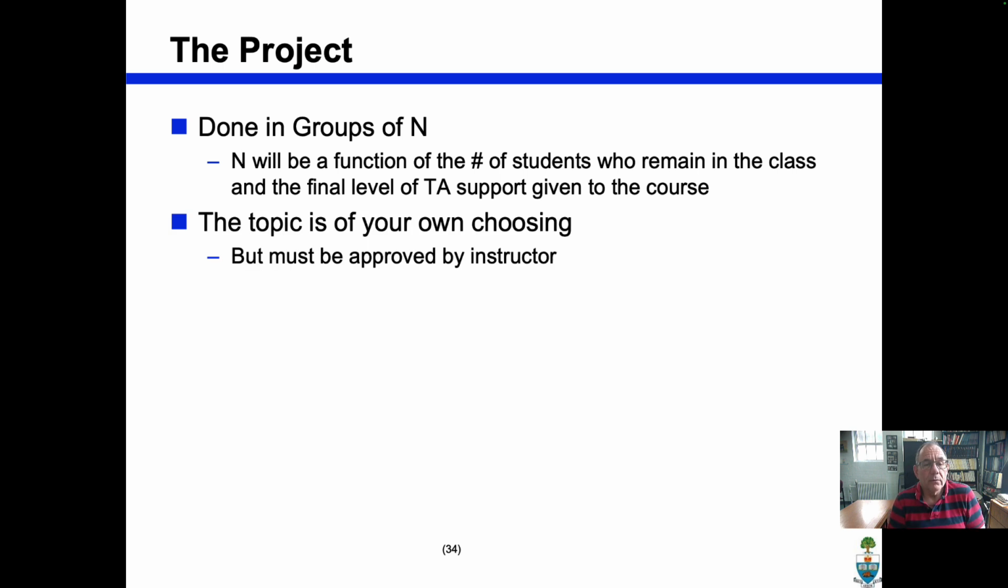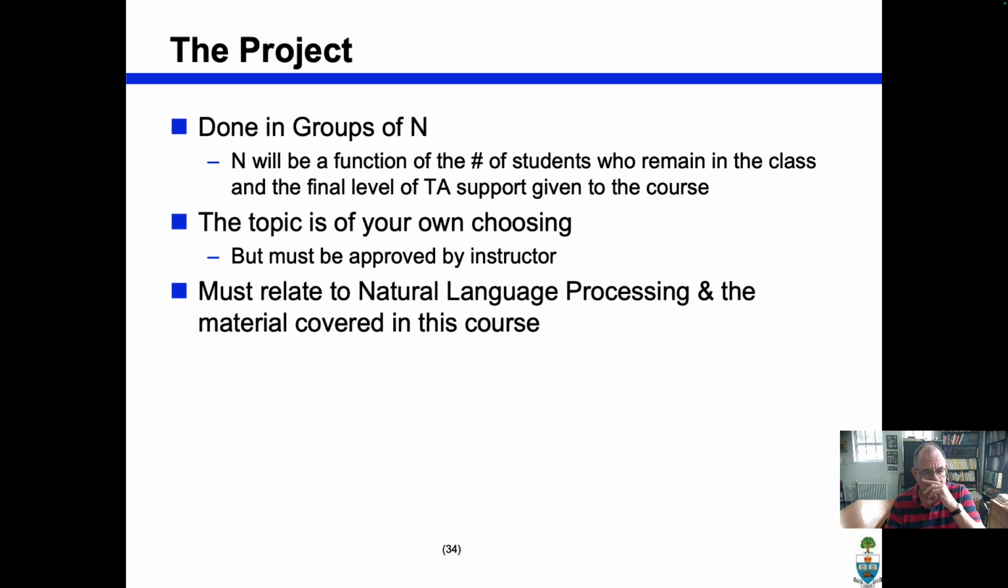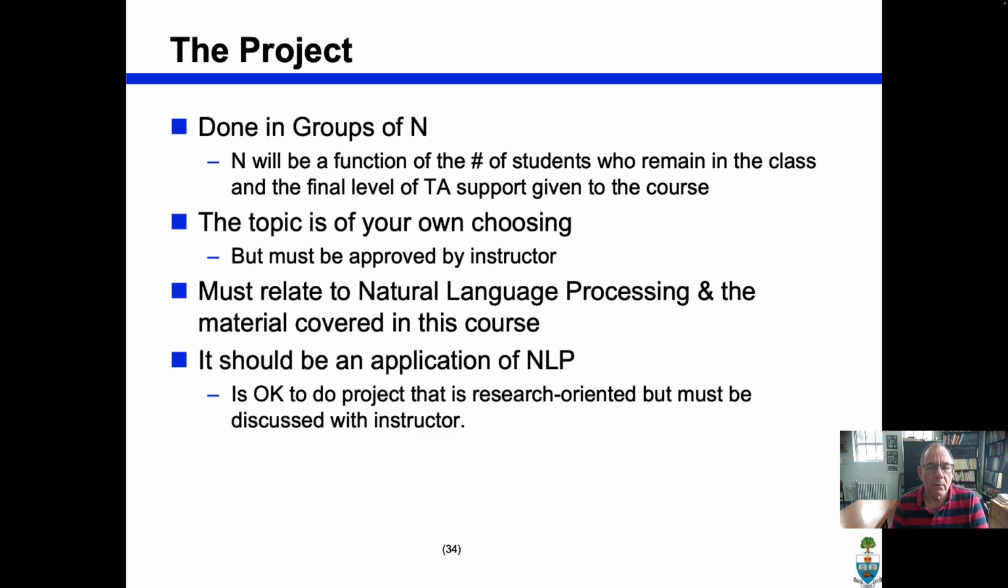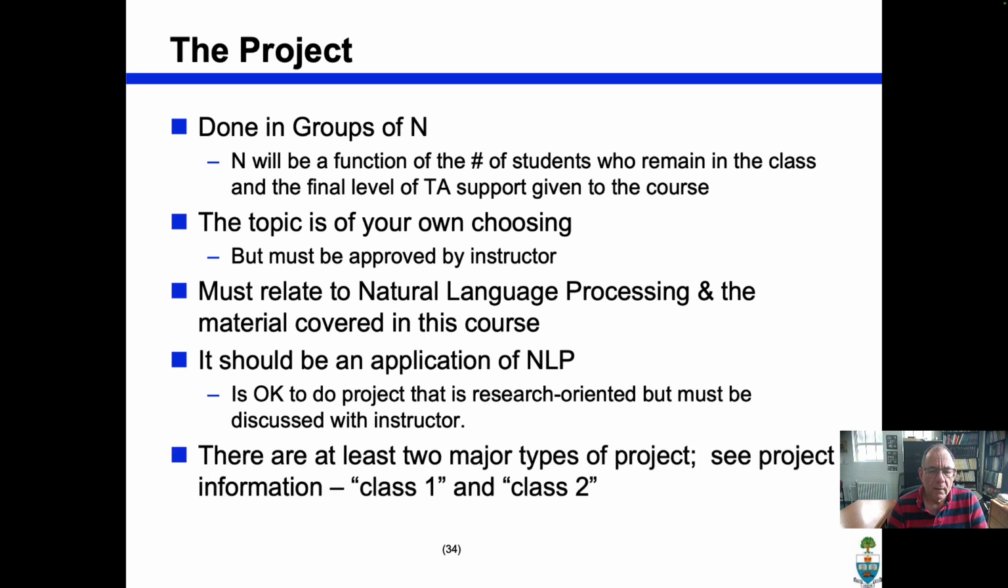The topic will be of your own choosing, but I have to approve it, and we'll end up having discussions around that. It has to be related to natural language processing and the material covered in the course, and it should be an application of natural language processing, although it is okay to do a project that is research-oriented, but that we'll have to have a deep discussion about, because the scope of research projects needs to be looked at carefully. And as you'll learn and you'll see online, there are 2 major classes of project, Class 1 and Class 2, and I'll go into more detail on that.